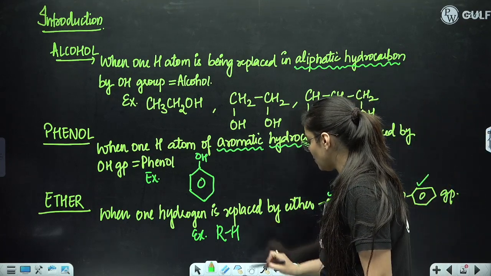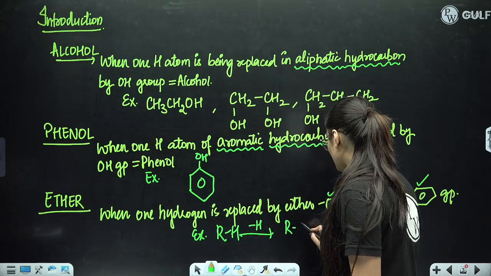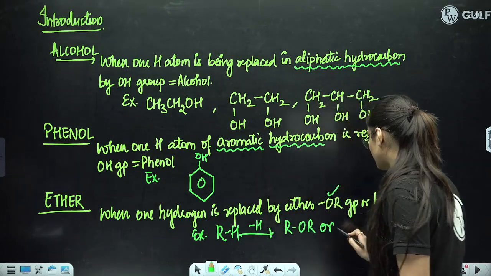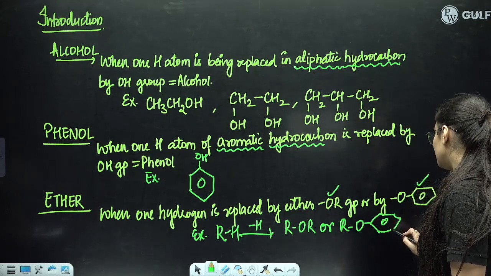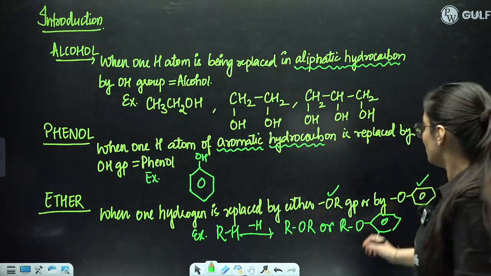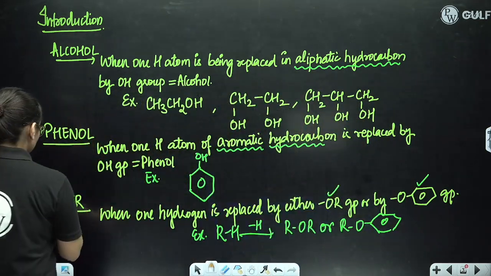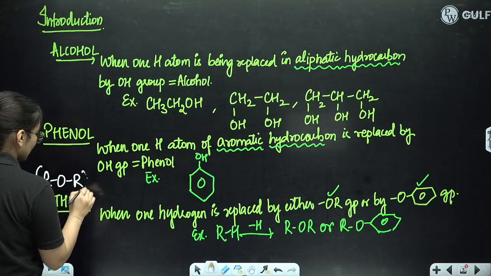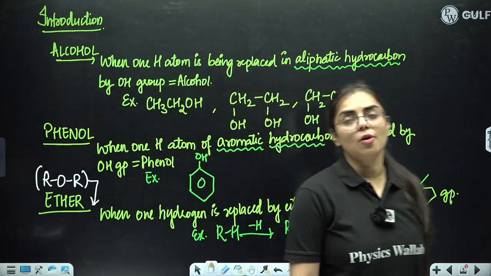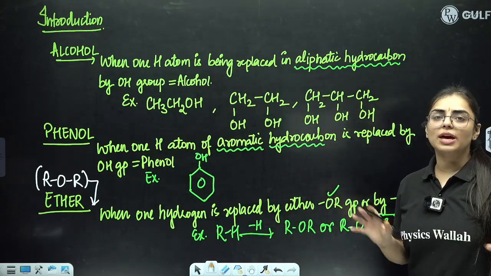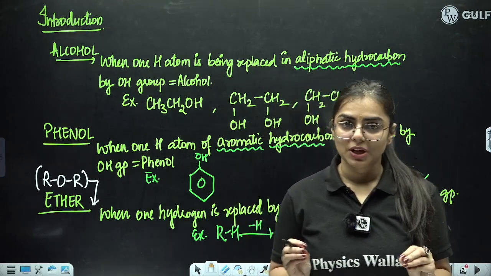Let's remove hydrogen and then add this part. You will get ROR, or you will get RO and then the aromatic ring. So they both are basically ethers. What is the general formula of ether? It is basically ROR. This is the general formula of ether. Now I guess you are very well aware of alcohol, phenol and ether. What are these three? Yes, everyone?